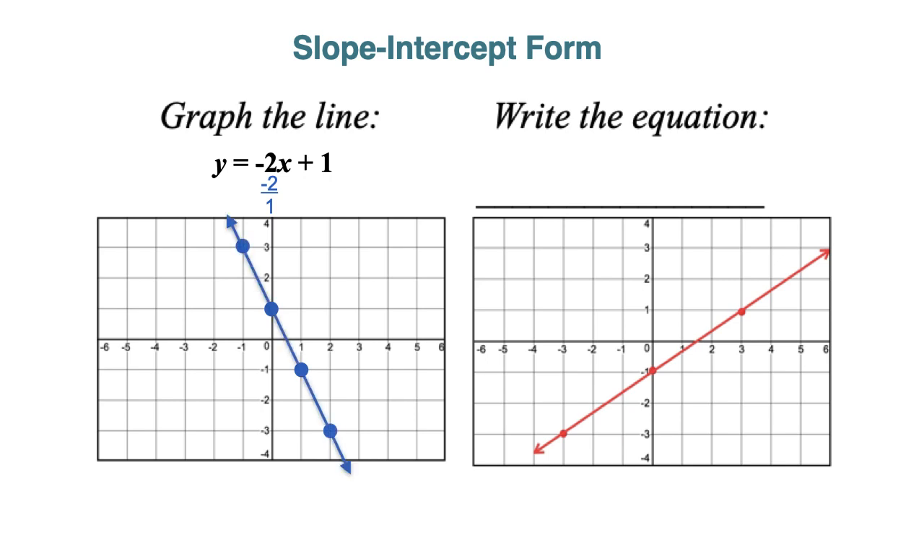Connecting those points, there is my graph of the line y equals -2x plus 1. In the next example, the graph is there. We need to come up with the equation.